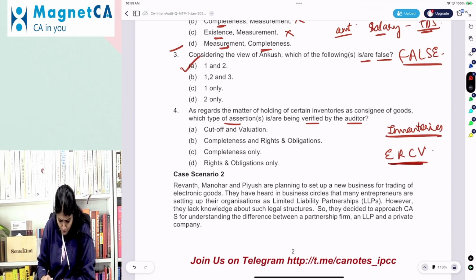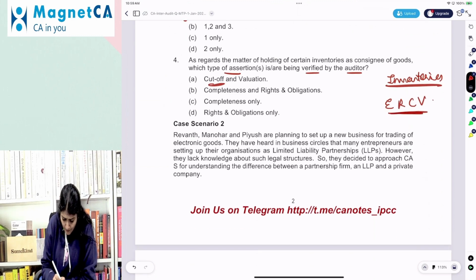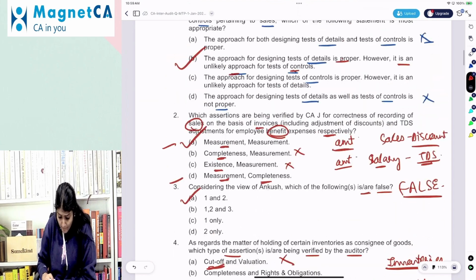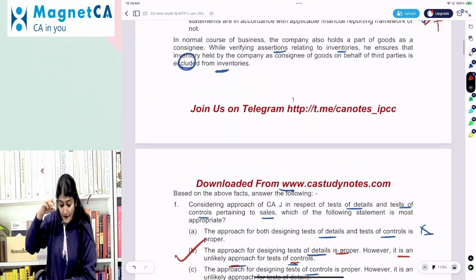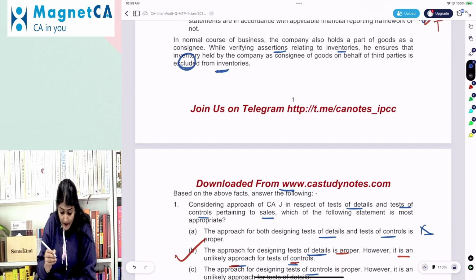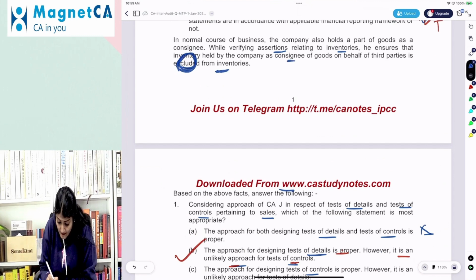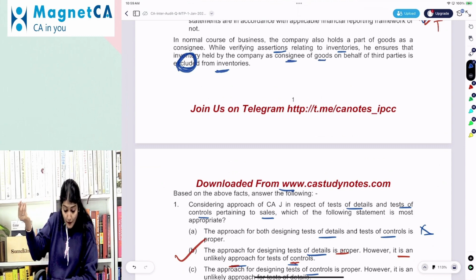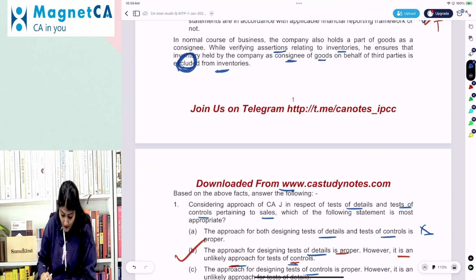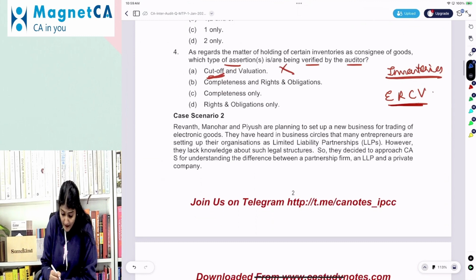So are we checking for the cutoff of the inventory, that whether it is recorded in the correct accounting period? No. Then are we checking for the complete list, that only company inventory is recorded and third party inventory held by the company is excluded? So held as the consignee of the goods on behalf of the third party is excluded. So one, are we checking for completeness? Yes. So obviously not rights and obligation only. So this option goes out.